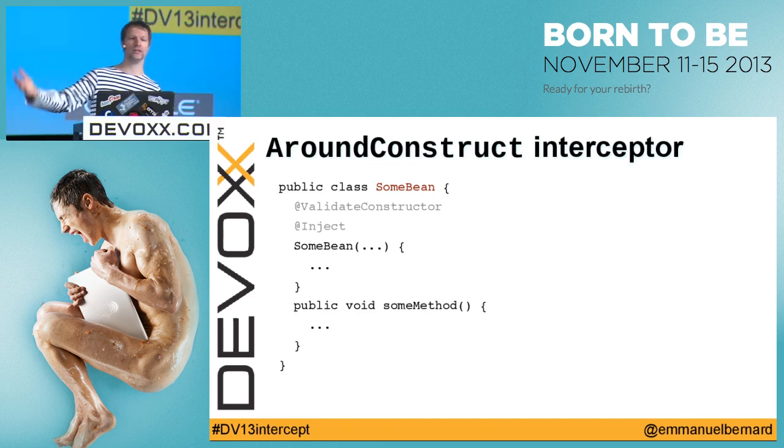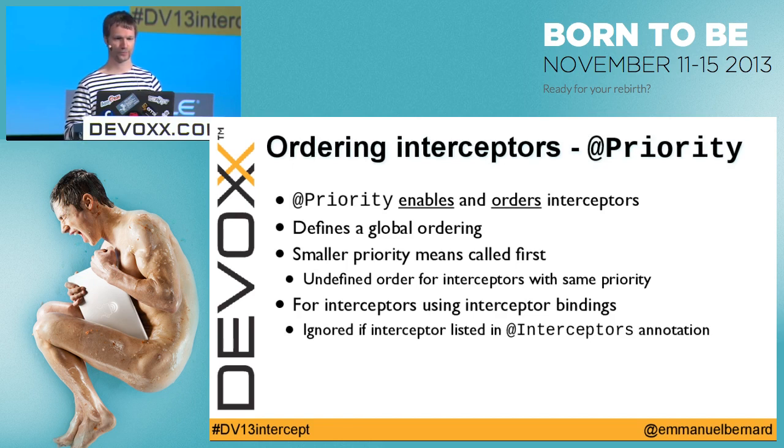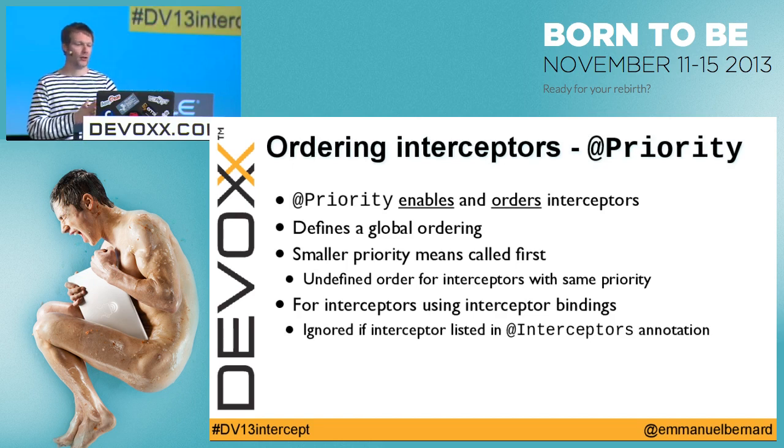And when you want to actually intercept something, you put this interceptor binding annotation on whatever you want to be intercepted. It could be at the class level to intercept everything. It could be at the constructor level to intercept just the constructor, or at the method. Okay? So that's it about AroundConstruct.